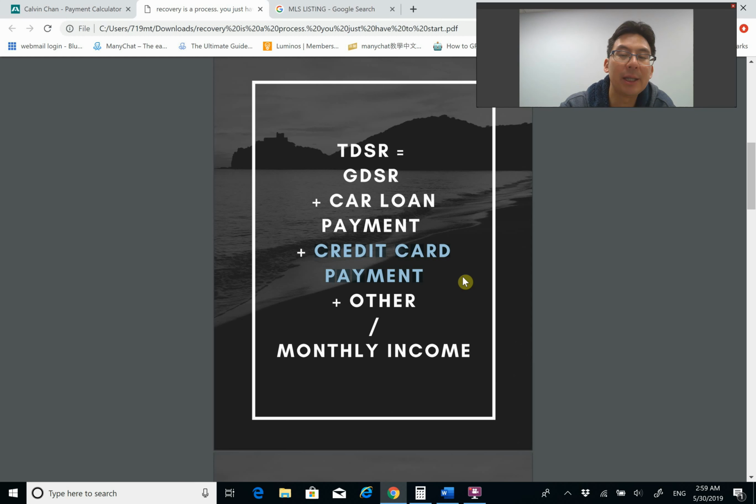So this is a little bit tricky, and so we use 3% of your outstanding balance. Okay, so if it is $1,000 outstanding, we treat the credit card payment as $30. And if you have three cards with $1,000 outstanding each, then each card is a $30 monthly payment, and so it's $90. Okay.